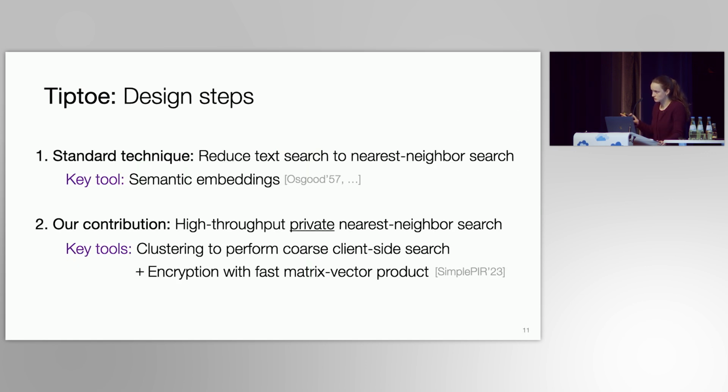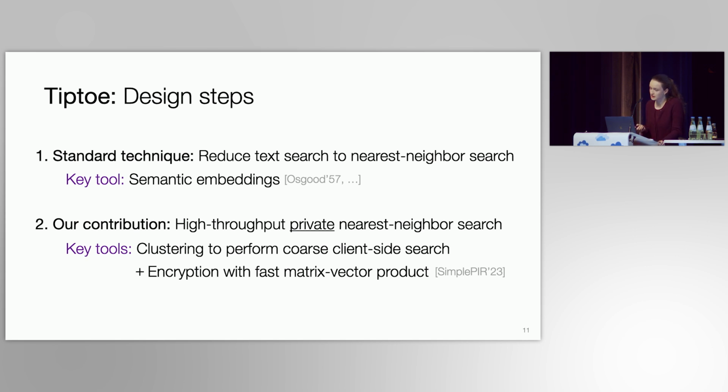Okay, so how are we going to do this? Well, Tiptoe relies on two key design steps. The first, which is actually a standard technique used in many non-private search systems, is to turn our text search computation into a nearest neighbor search problem. And here, crucially, we're going to rely on machine learning techniques, and in particular, on semantic embedding models. And second, we introduce a new protocol that allows us to compute a private nearest neighbor search with high throughput.